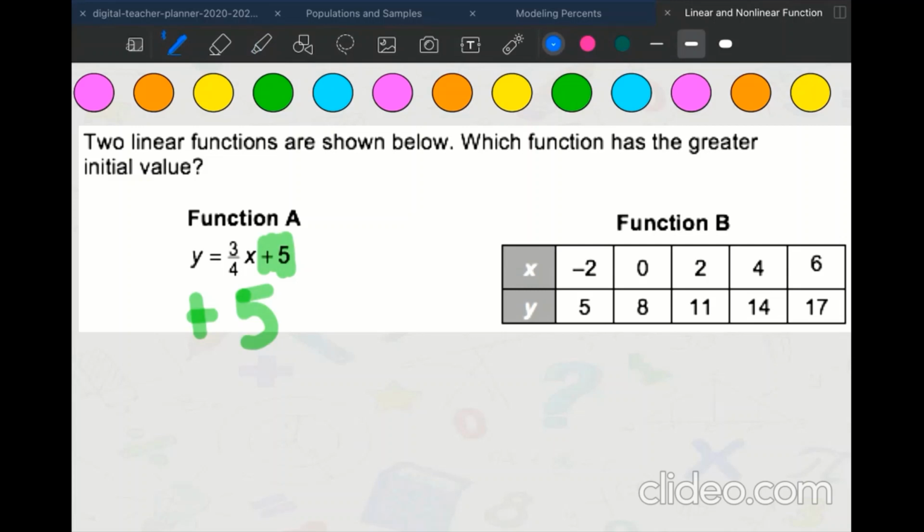Now, remember, initial value, you look at your y's. So let's take a look at my y's. What's my rate of change for my y's? 3, right? Because 5 plus 3 is 8, 8 plus 3 is 11. So this is plus 3. What's bigger, plus 5 or plus 3?